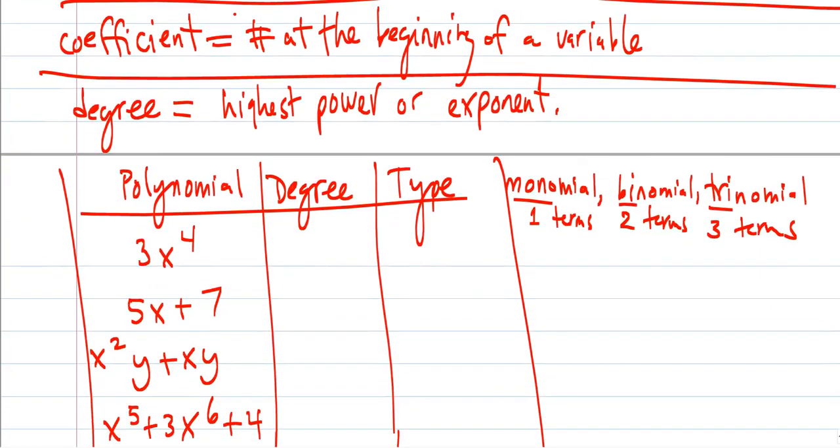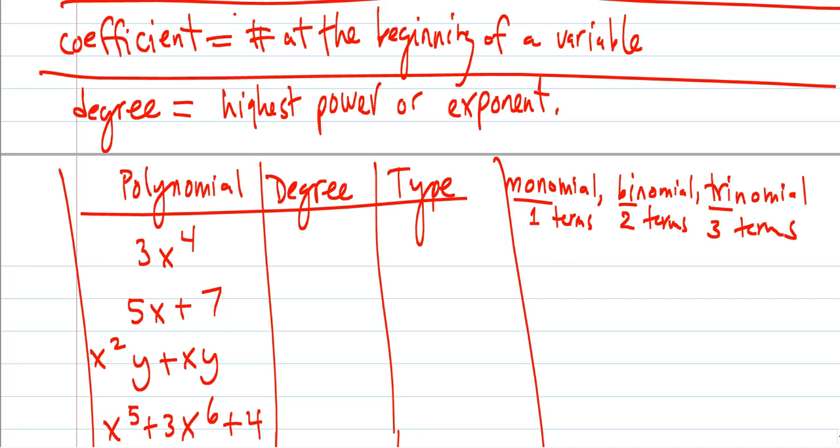What is a coefficient? I'm using this term. This is something you need to know, and the homework's going to have you just check this. The coefficient is the number at the beginning of some variable. Remember, if there is no number there, there's an implied 1. So if it's just an x, it's a 1x. The degree of a function is the highest power. Okay, so the highest power or exponent.